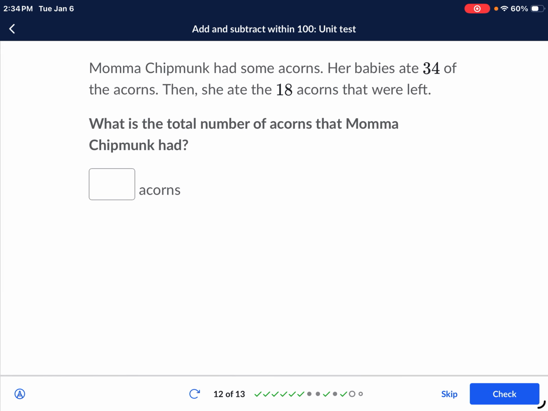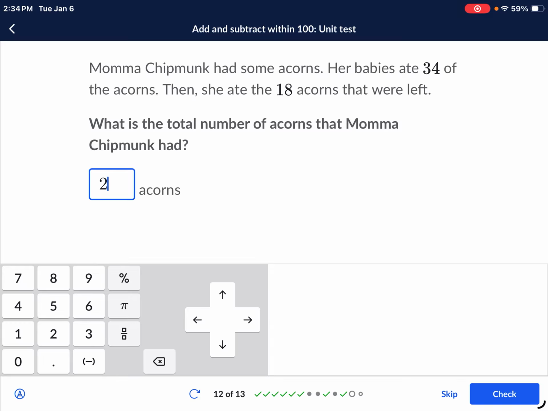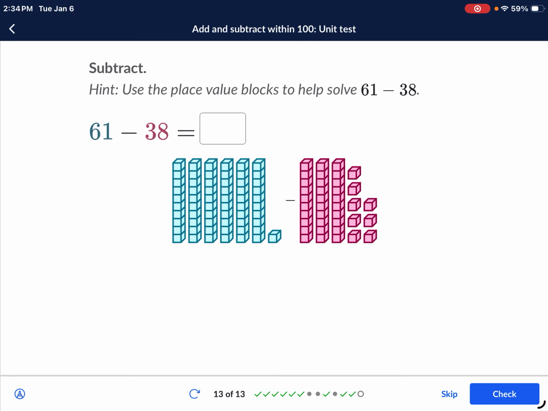Okay, I'm back. Mama Chipmunk had some acorns. Her baby ate 34 of the acorns. Then there were 18 acorns left. So let's add 34 and 18. So 34 plus 18 equals a total of 52. So there were 52 acorns. Well, 52 acorns, not 25.